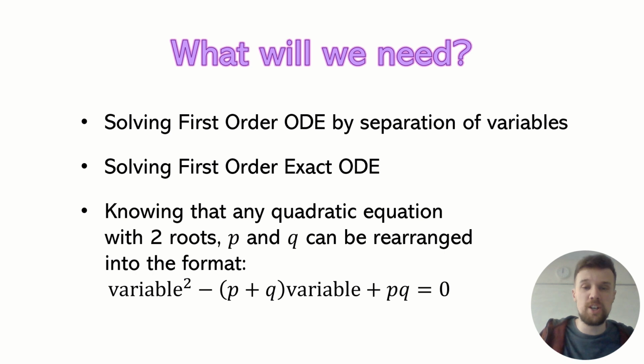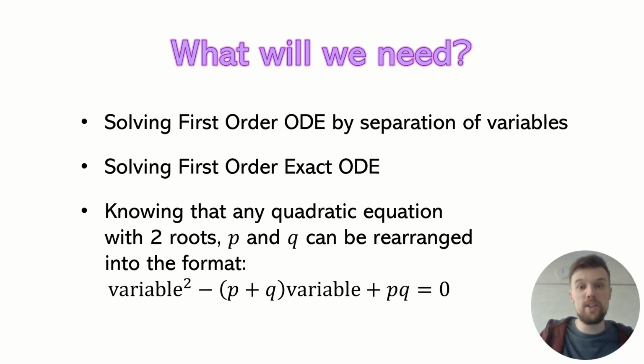Namely, minus the sum of the roots is to do with the middle coefficient, and the product of the roots is to do with the coefficient that's on the end. That's a useful property that we're going to be making use of to help us rewrite some of the things we have in a few moments.